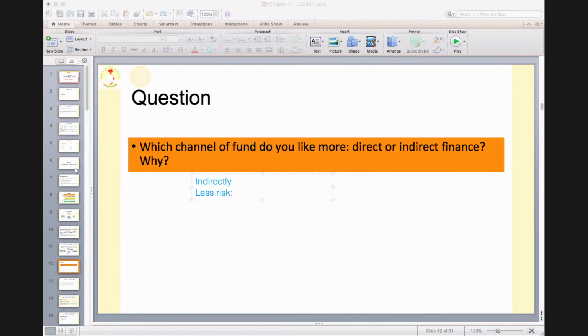I think it's both. As the lender, I prefer indirect finance, because it has less risk than direct finance. Yes, thank you, it's right. You are right. When you are the lender, you deposit your money to the bank, so it is less risky.